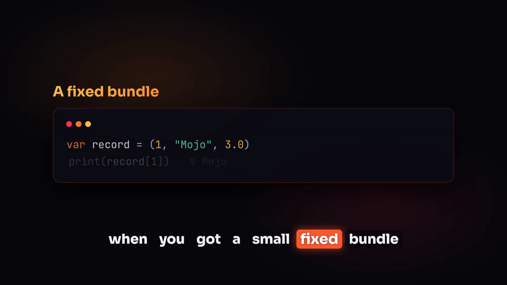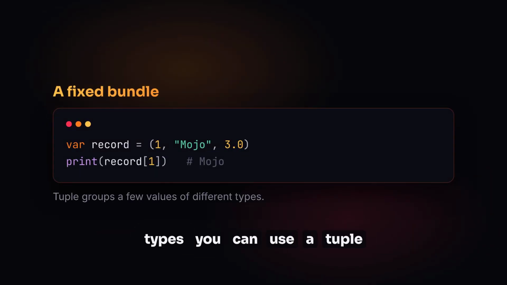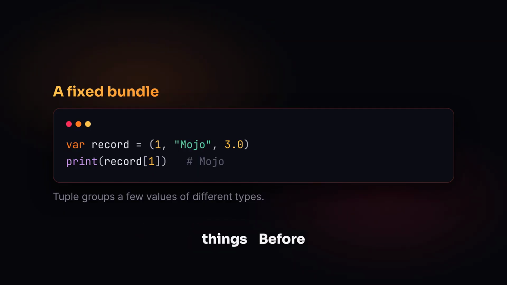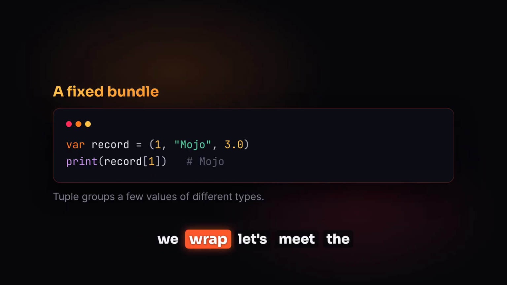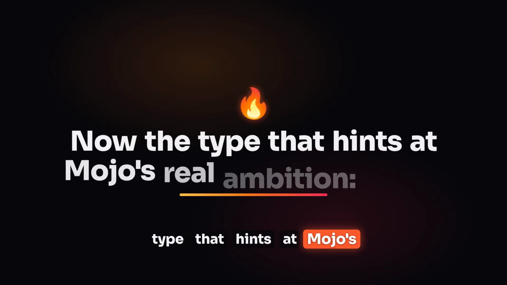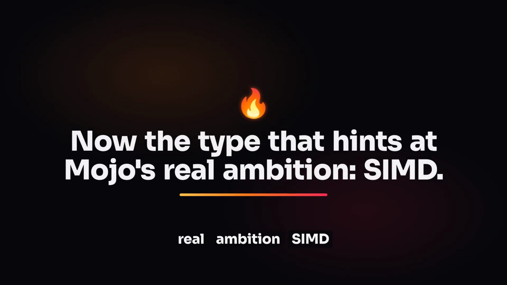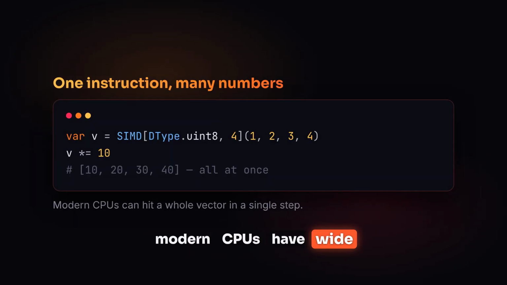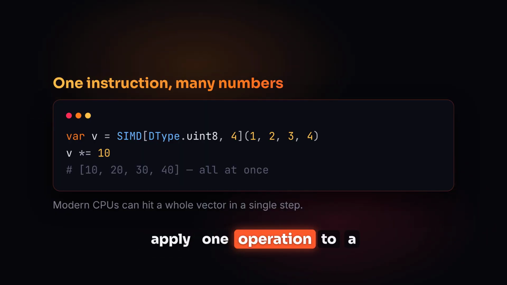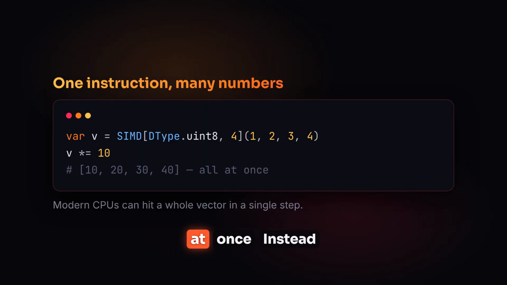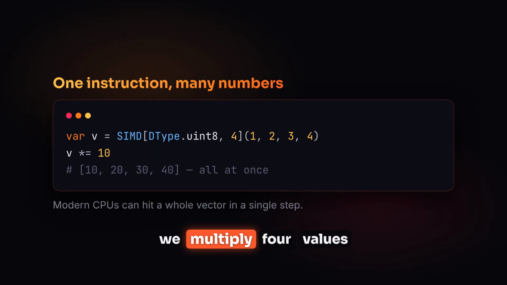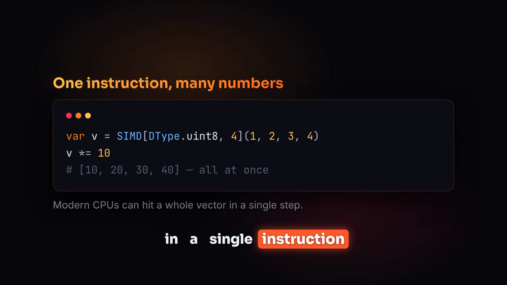Now, when you have a small fixed bundle of values that are different types, you can use a Tuple. List for many of the same thing, Tuple for a few related different things. Before we wrap, let's meet the type that hints at Mojo's real ambition: SIMD, single instruction, multiple data. Modern CPUs have wide registers that apply one operation to a whole vector of numbers at once, instead of looping. So watch, here we multiply 4 values in a single instruction.